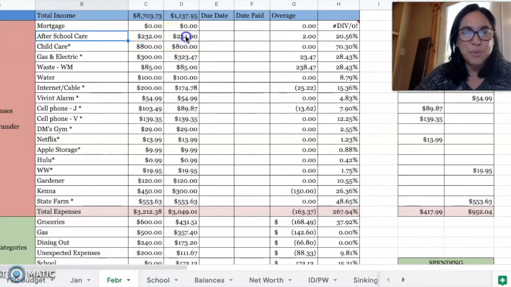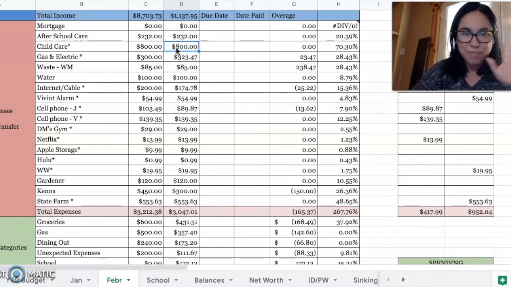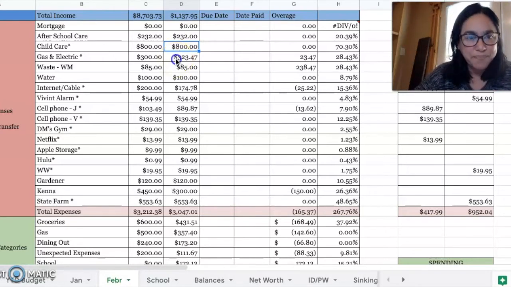Okay, after school, it is 2:32, and I'm going to do this live with you guys. I'm going to clean this up. Okay, childcare is $800. It is paid weekly, but I choose to pay it monthly, and so she charges us $200 a week, and in months that are 5 weeks, which in March will be for us, it'll be $1,000.